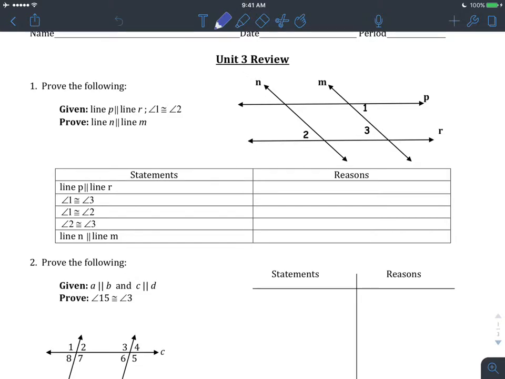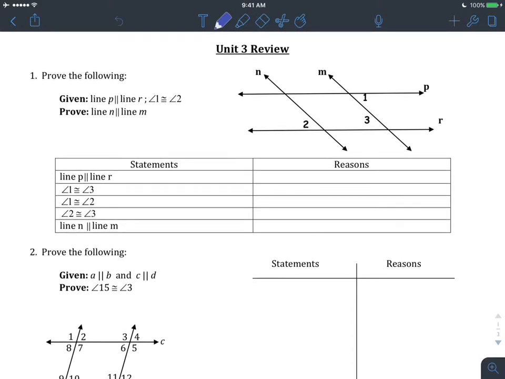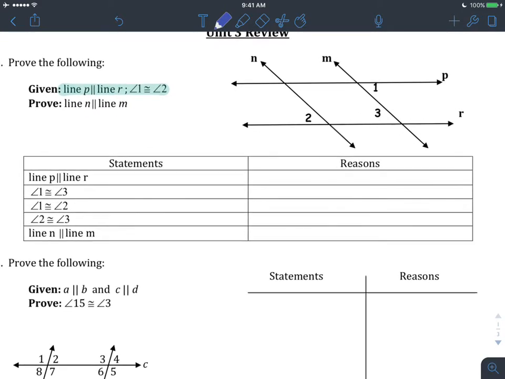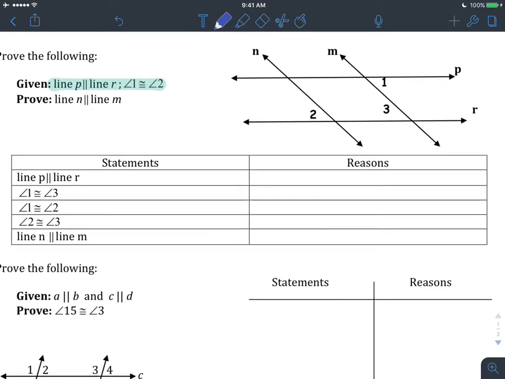All right, we are going to be going over our Unit 3 review. So go ahead and check your answers as we go. So, number 1, proof. It says given line P is parallel to line R and 1 is congruent to 2. So I'm going to go ahead and plug that in for our reasons. So P is parallel to R because that is given, and 1 is congruent to 2 because that is given.